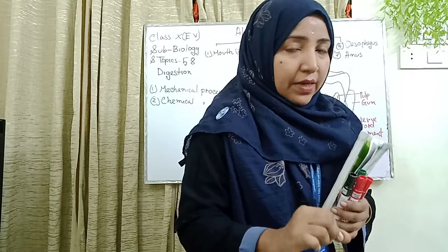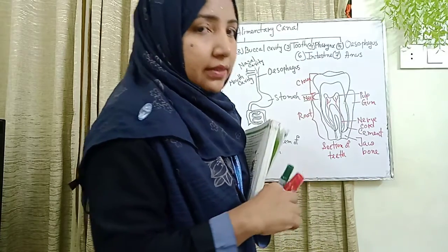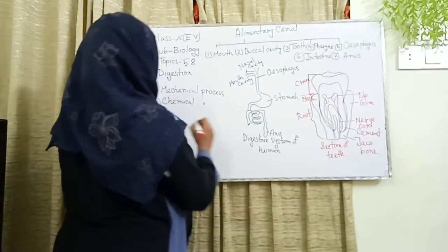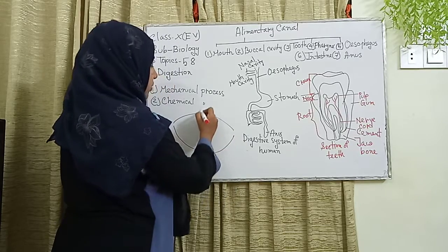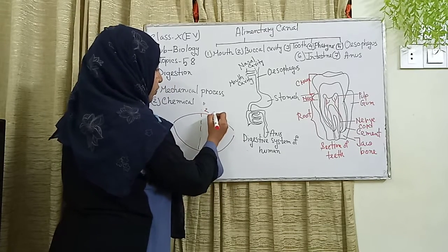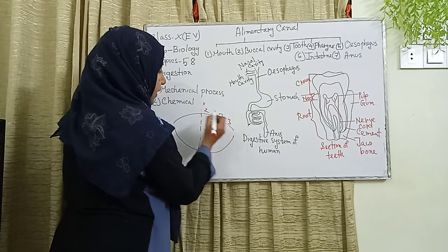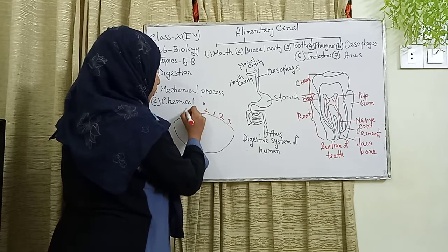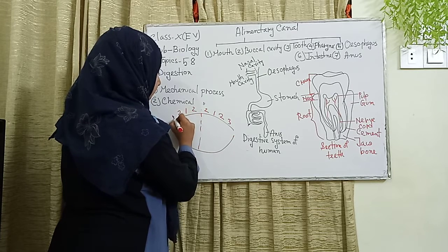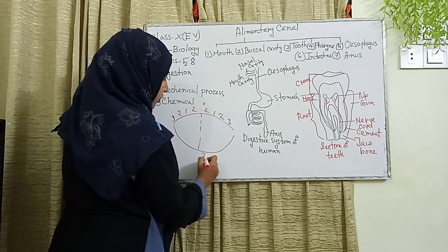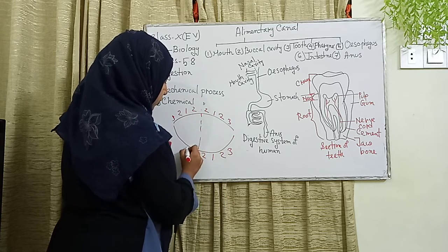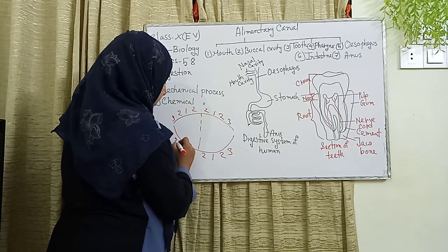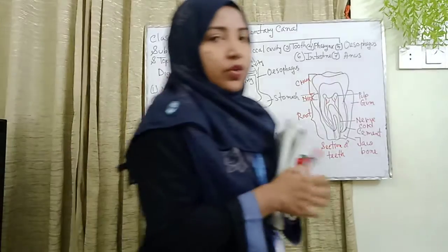I also give a formula about the teeth. Here are the upper teeth and the lower teeth. I draw 2, 1, 2, 3 and again 2, 1, 2, 3 for the upper teeth. Again for the lower teeth, 2, 1, 2, 3 and 2, 1, 2, 3. This is basically the tooth formula.